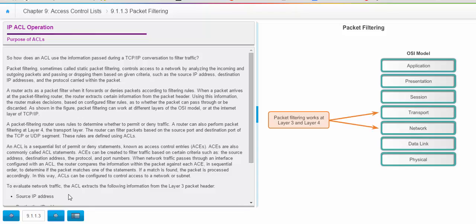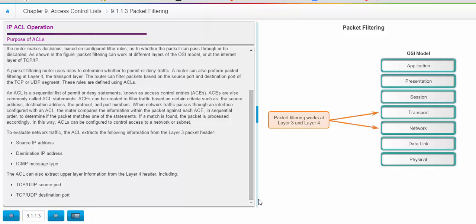Now your router can act as a packet filter when it forwards and denies packets according to your filtering rules. When a packet arrives at the packet filtering router, that router is going to extract the information it needs from the packet header, and then use this information to make its decisions based on configured filter rules as to whether we're going to allow it, deny it, or discard it. Packet filtering can work at different layers of the OSI model or at the internet layer of the TCP model. As you see here with the OSI model, the packet filtering is going between the transport and the network layers.